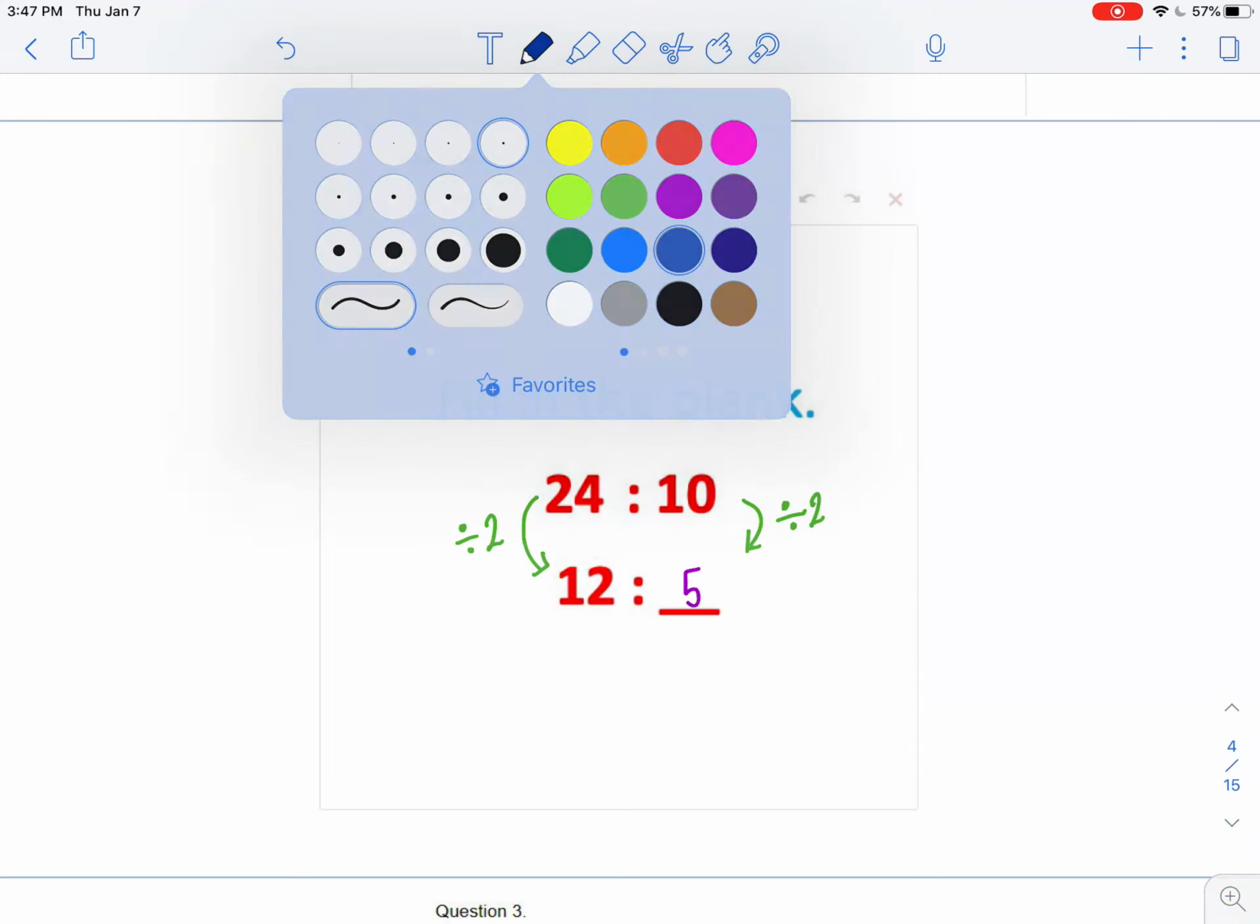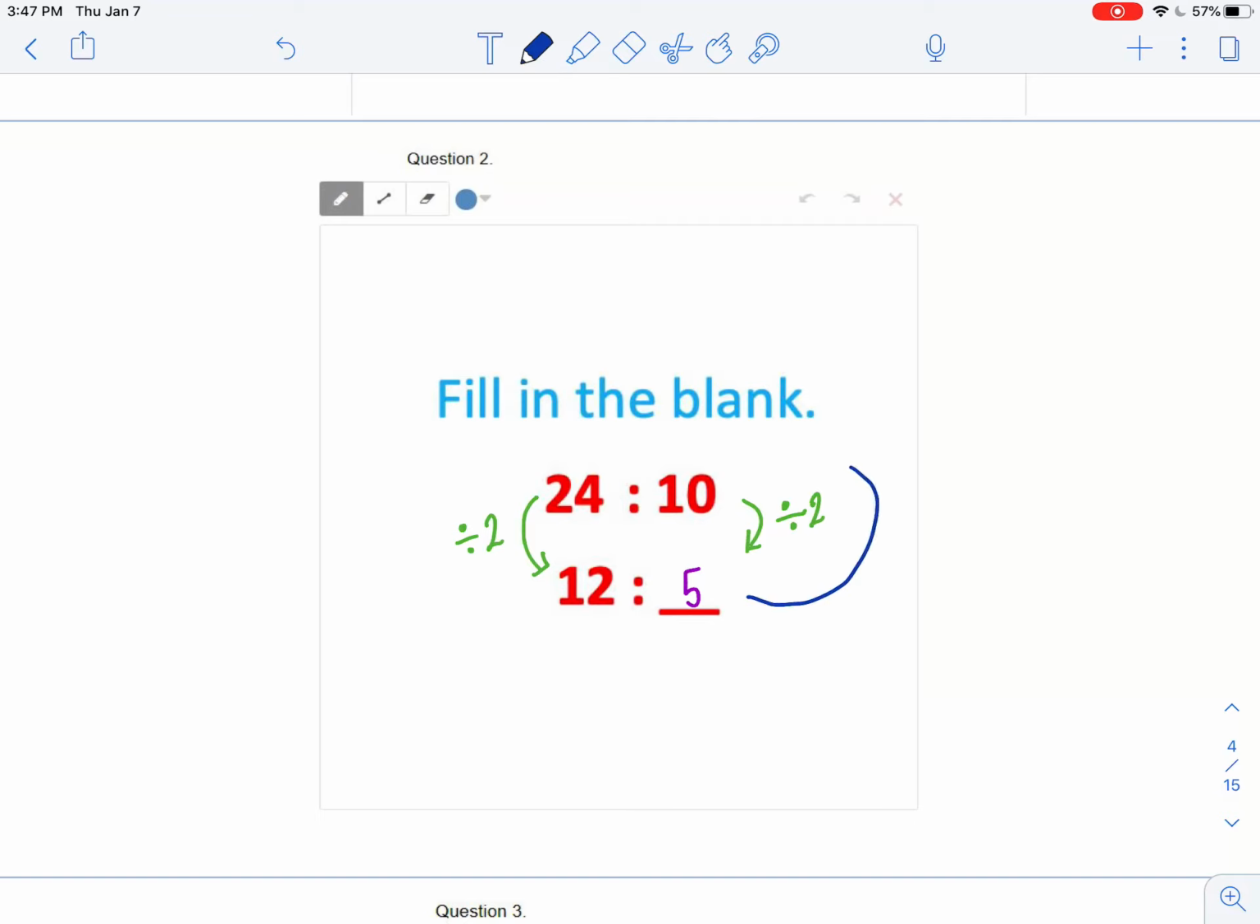And I can confirm that that's correct because if I move in the other direction, from small to big, I can multiply both sides of the ratio by 2, and I'll get my other ratio.